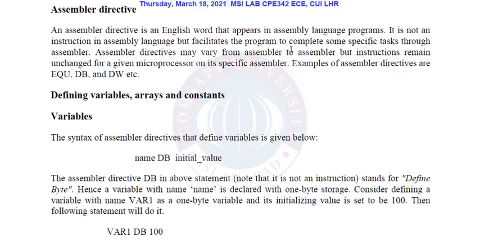Now we move to the assembler directive. Basically, assembler directives are just English words that are not the instruction set of assembly language. They are just a facilitator, or they can be used for some specific tasks. There are a few assembler directives: EQU, which is short for equate, then DB, which is for define byte, then DW, which is for define word. Now I'll explain each one with a relevant example.